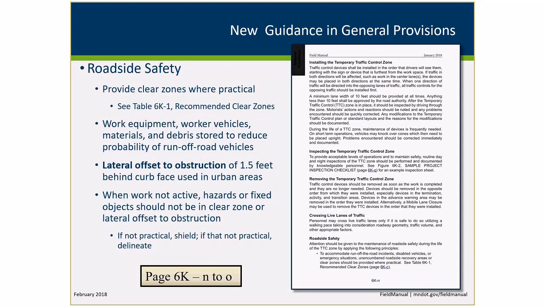So I alluded to this earlier, that we've got a new section for roadside safety. It's on page 6K N through O, where we talk about what we need to do for roadside safety. Roadside safety is mentioned in the fundamental principles of temporary traffic control in Part 6B of the Minnesota MUTCD, but not many people have reviewed that portion of the document. So we wanted to get it into the field manual and make it more clear about how to maintain roadside safety.